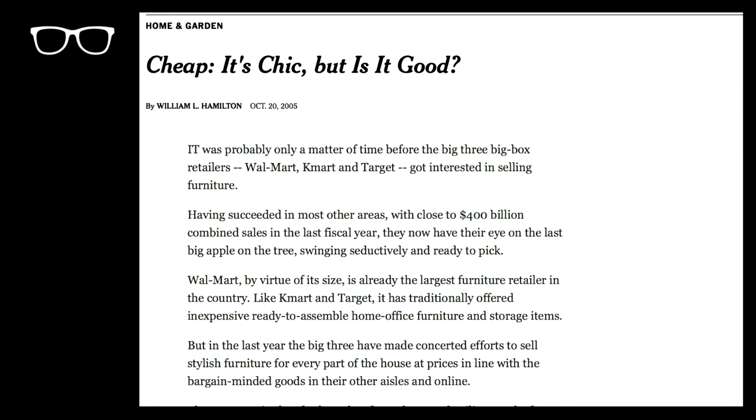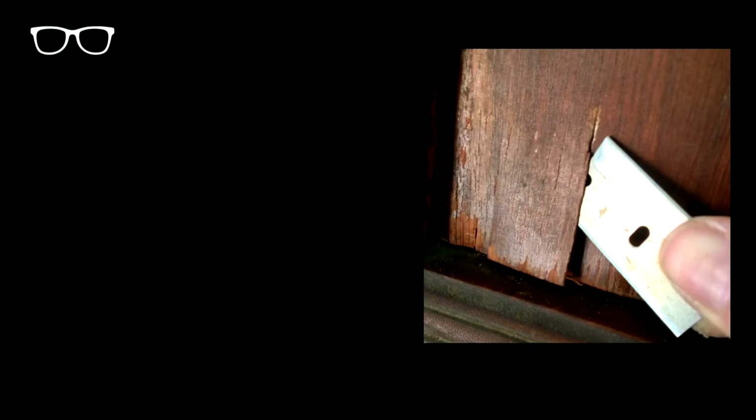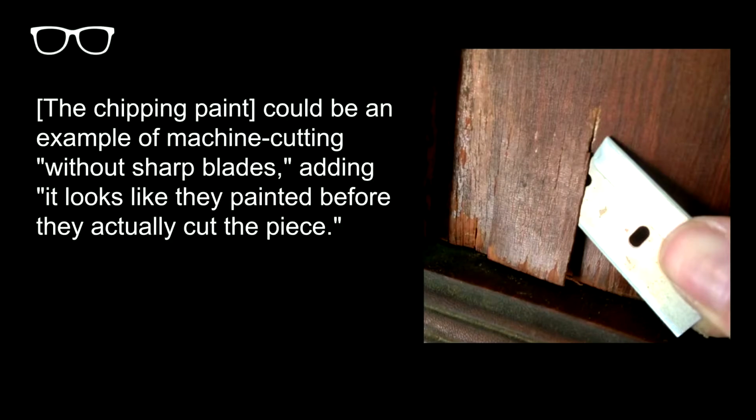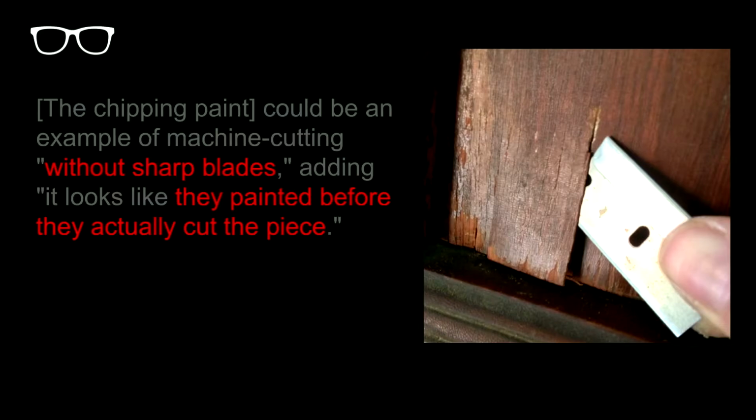But the part that stuck with me is at one point, he looked down, saw a piece of chipping paint, and said, this chipping paint could be an example of machine cutting without sharp blades, it looks like they painted before they actually cut the piece. So let that sink in. He looked down and he saw a piece of paint, and he could tell you something about the tools that built it and something about the process.